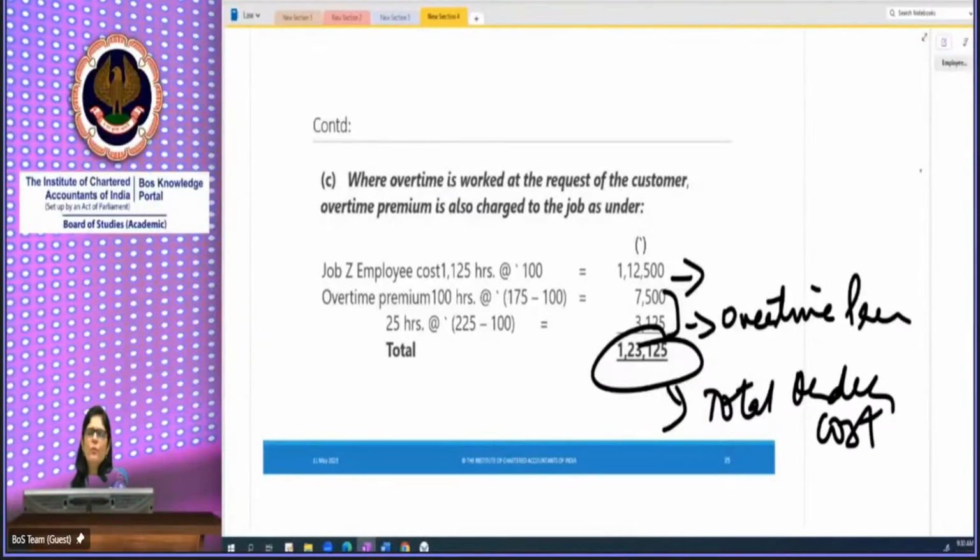So it will not go to any department, because it is because of that customer that we are working overtime. The entire cost will be charged to the customer. It will not go to any department. Clear? What is the scenario? That will depend on where it will be charged. If it's because of the customer, whatever the overtime is, you have to charge it to that customer order. So that customer is your cost object. Clear?